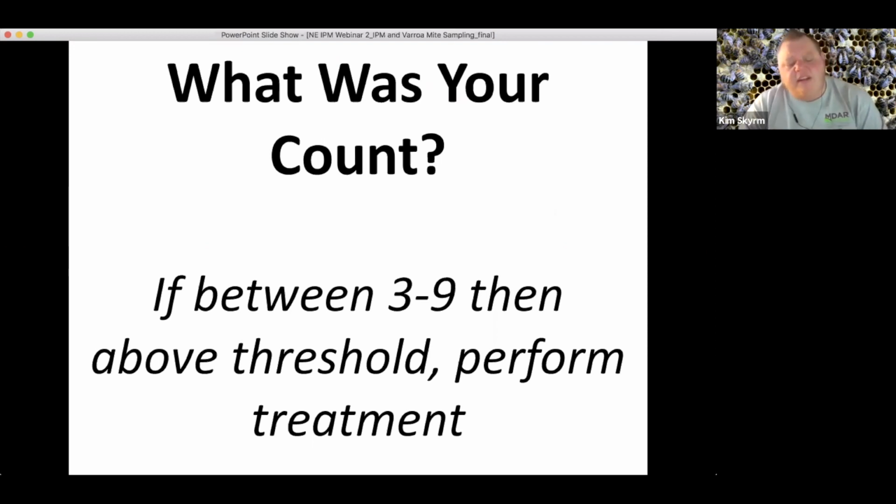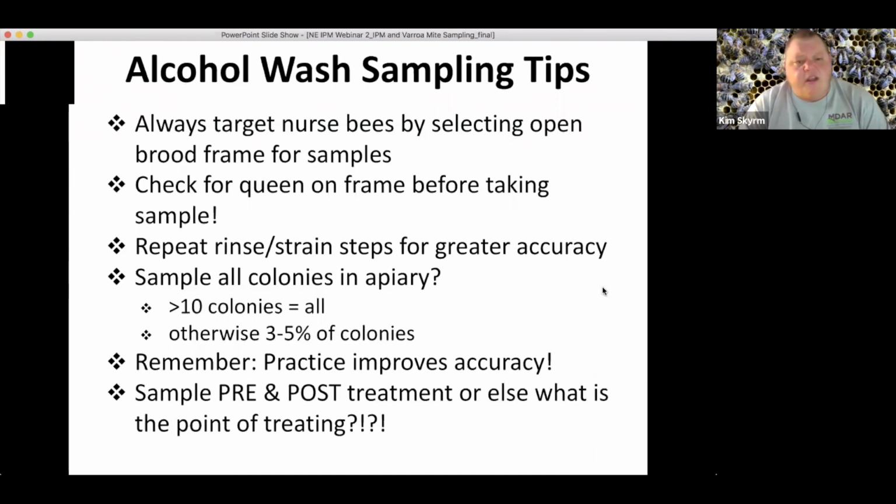So if we go to the next slide, I'll show you a couple of ideas, the things to keep in mind. So remember, if you're doing an alcohol wash, you want to get a frame that has open brood. We're targeting nurse bees. So we want those bees that are caretaking for the brood.